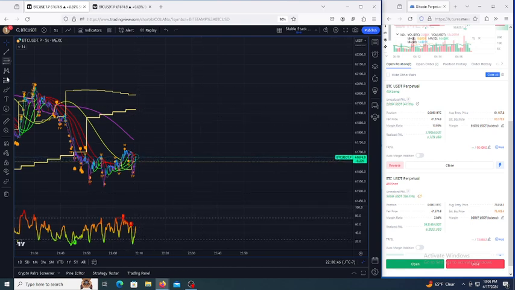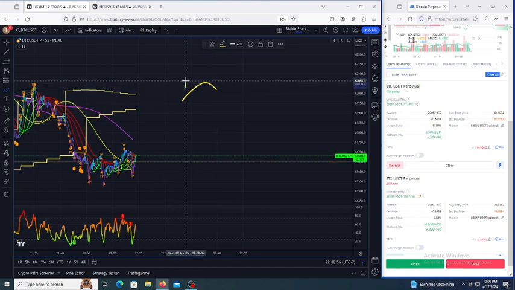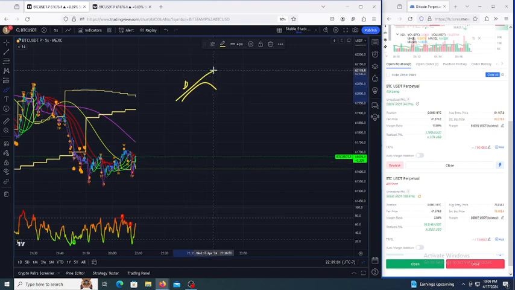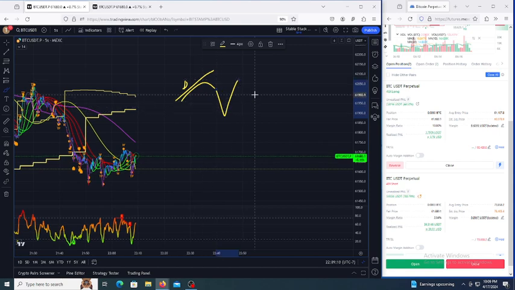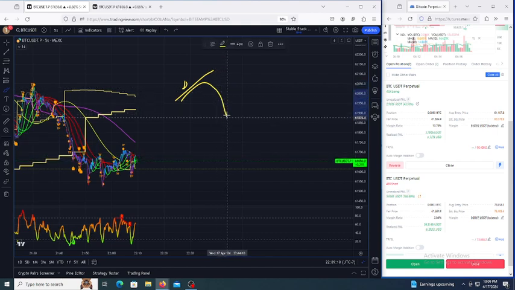So the pattern is divergence, and then the next dip, or else the next W.